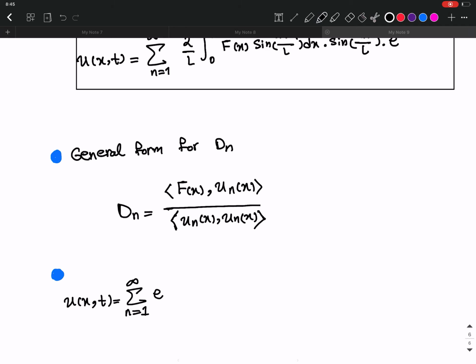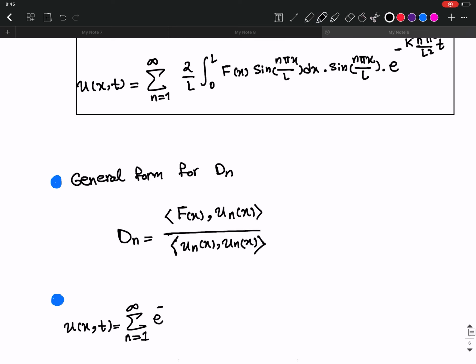So this solution is composed of one time component, which is e to the minus k lambda n squared t, right? So this is one part of our formula, lambda n squared, or lambda n, depends on here.